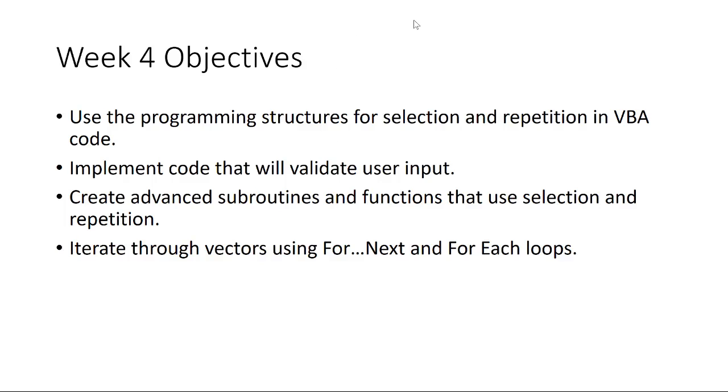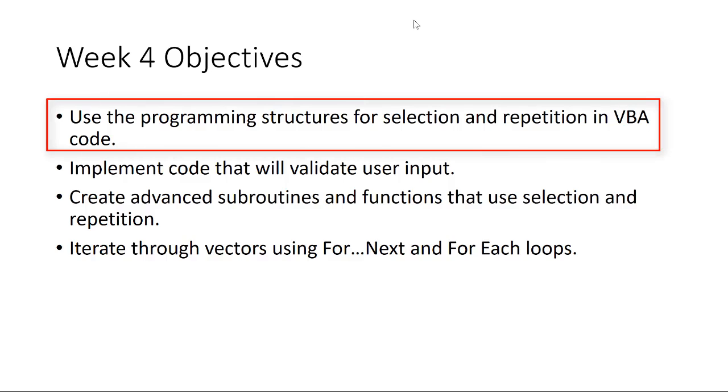All right, week four is finally going to delve into more of the programming structures. Now that you've learned the basics of how to refer to different properties, objects, and methods, we're going to talk about how to actually start applying these things. The first objective is to use the programming structures for selection and repetition in VBA code.